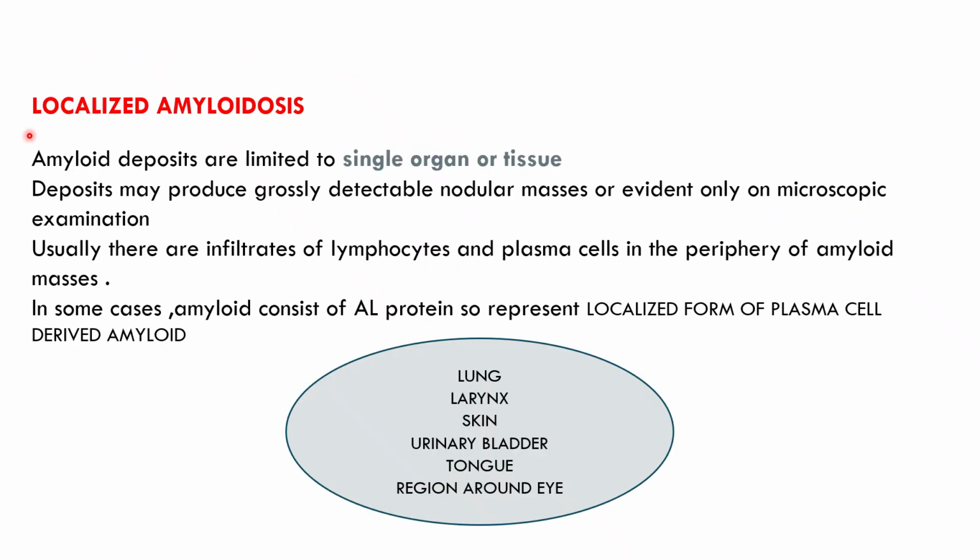Other form of amyloidosis is localized amyloidosis. The amyloidosis can be localized in the lung, larynx, skin, urinary bladder, tongue, and the region around the eye.